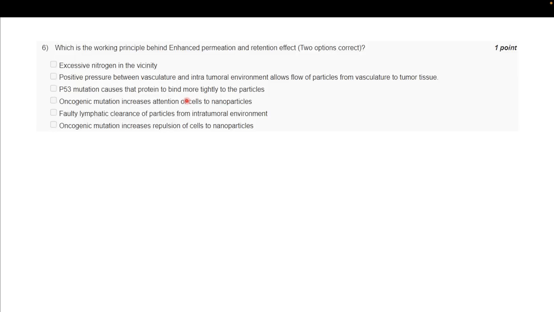So next is, which is the working principle behind enhanced permeation and retention effect? And you have two correct options in this. So there are various options displayed on the screen. Take your time in reading through this and then we can discuss the answer.